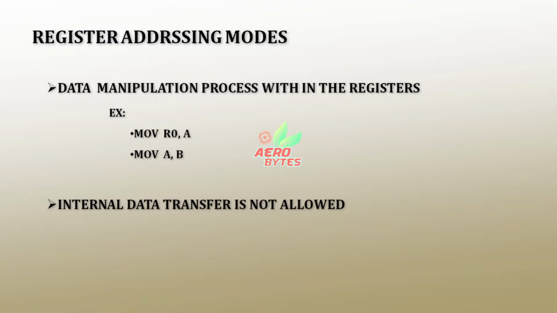See, internal data transfer is not allowed. Means that data transfer within the registers is not allowed. What are those? See, MOV R0, R2. The same bank registers, it is not allowed. MOV R0, R2 is invalid. MOV R4, R7. These are all registers within the same bank, so it is not allowed. Internal data transfer is not allowed in the 8051 microcontroller.